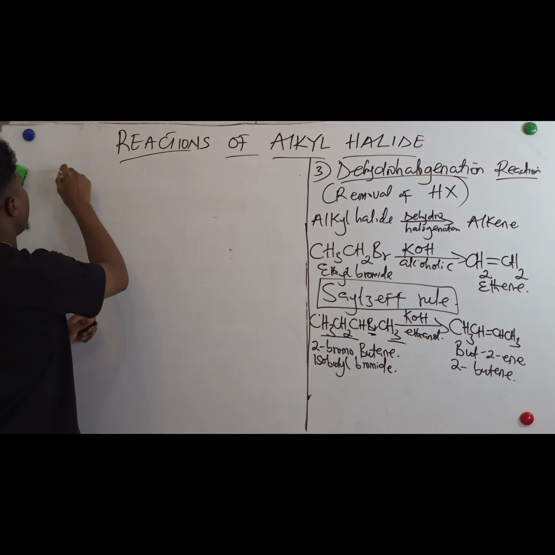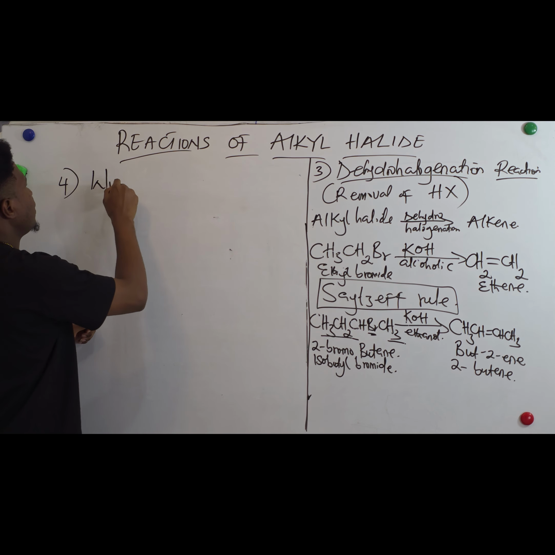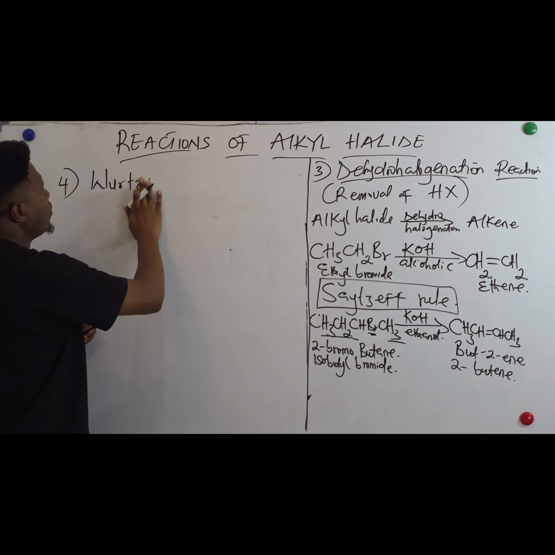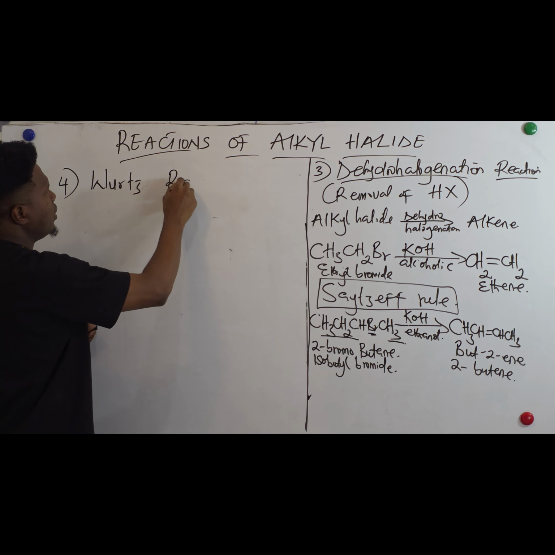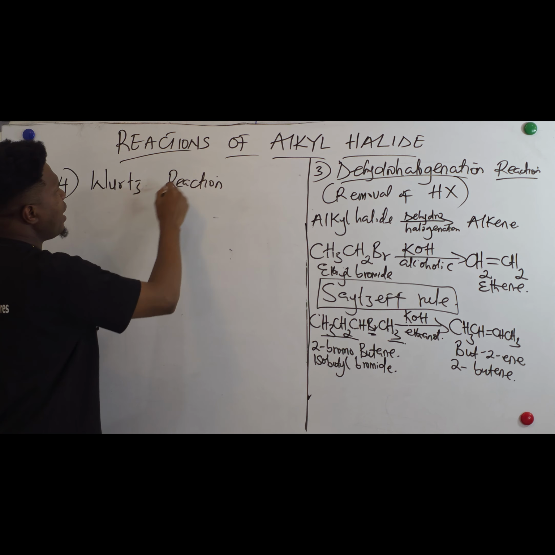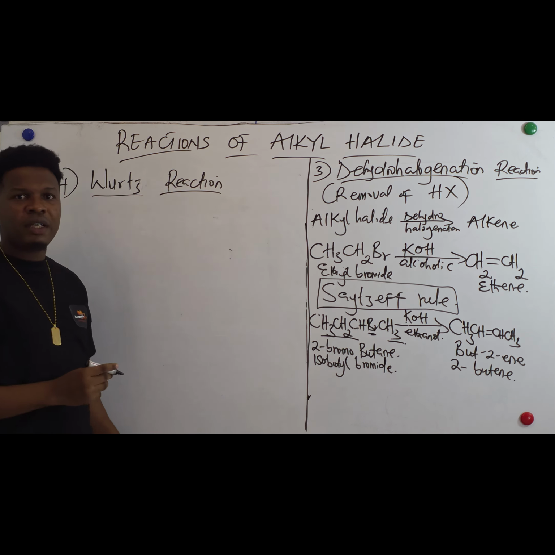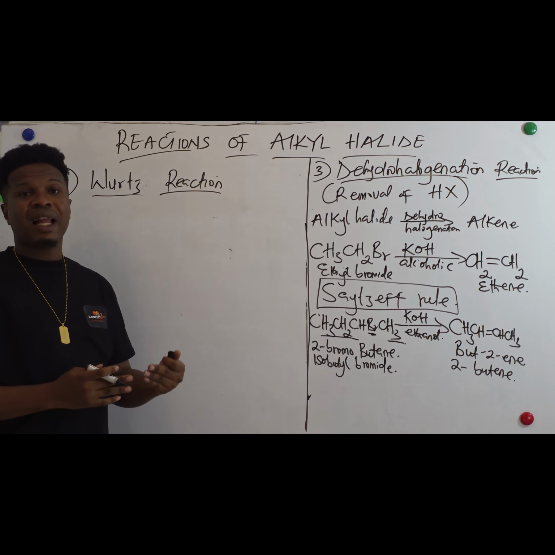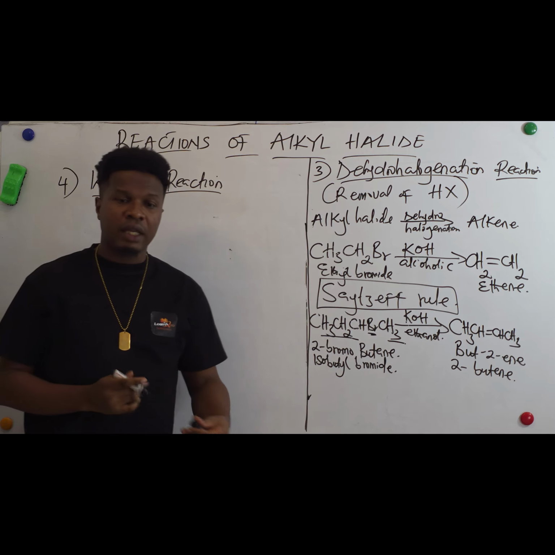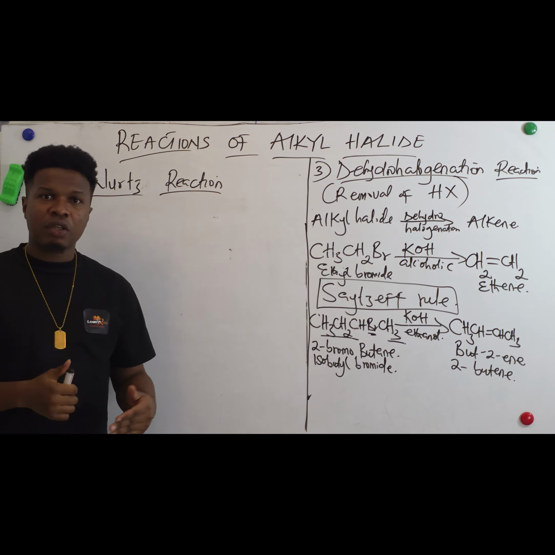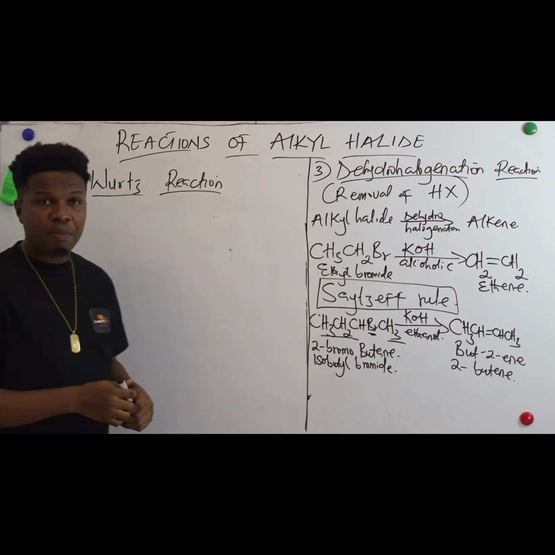Reaction number 4, Wurtz reaction. Now this reaction involves the reaction of an alkyl halide with sodium metal. This reaction leads to the formation of an alkane. The end product of this reaction is an alkane, the main product is an alkane.